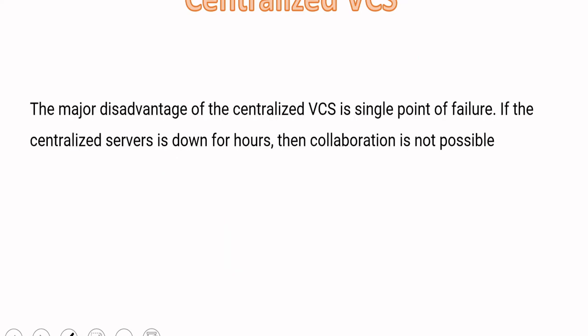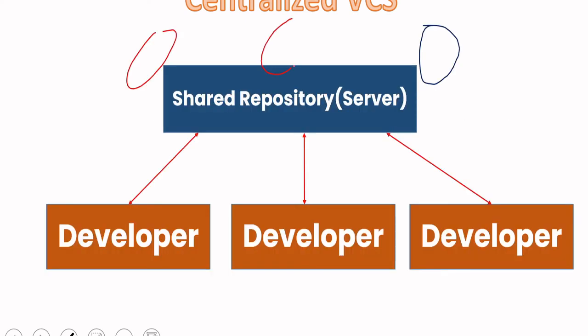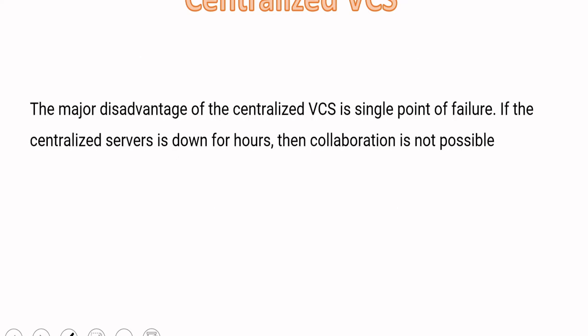But even centralized VCS has some disadvantage. That is, if the shared repository is down, this is a server. If this server is down for 10 hours, for 10 days, for 5 days, then again it is going to be a problem. So at that time, no one can go ahead and collaborate with each other. So the problem for this one is single point of failure. The major disadvantage of centralized VCS is single point of failure. If the centralized server is down for hours, then collaboration is not possible.